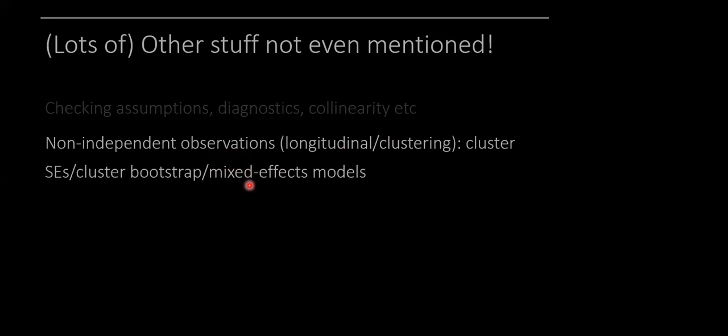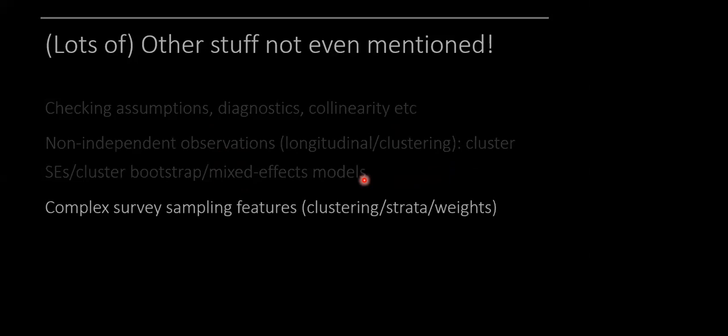As I said, non-independent observations due to longitudinal data like repeated measures, or due to clustering, is super common. So how do we deal with that? There are different ways we can deal with that, and I'll go into some of those in the offline code. Similarly, complex survey sampling features. If you've used a survey with clustering or strata or unequal weighting, you need to account for that. Again, we can have a look at how you go about doing that with some example offline code if that's useful.